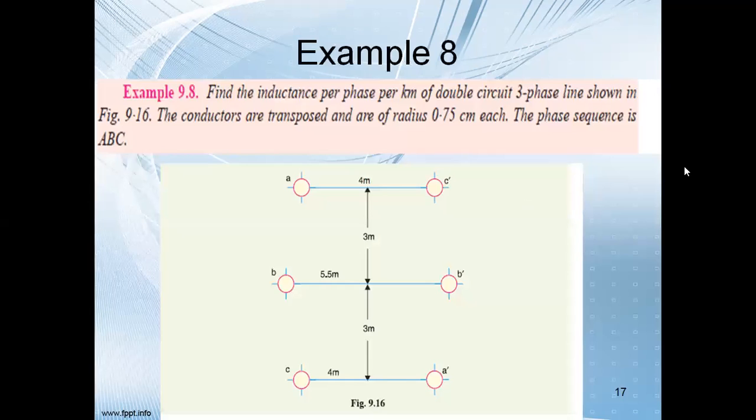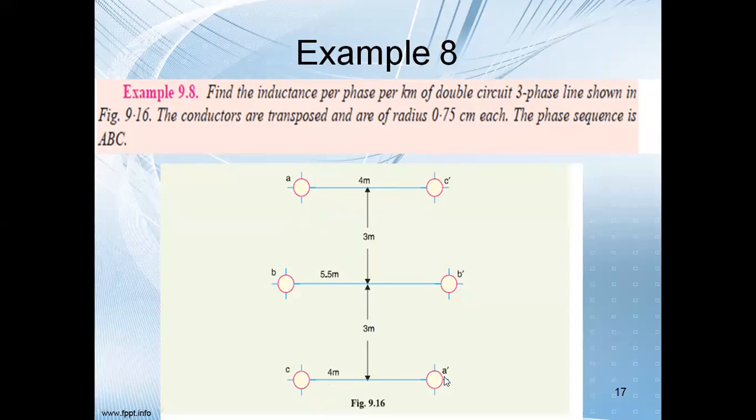Next problem: find the inductance per phase per kilometer of a double circuit three-phase line shown in the figure. The conductors are transposed and are of radius 0.75 centimeter each. The phase sequence is ABC. So you see this is ABC. Between the different phases, the distances are 3 meter, 3 meter, and these distances are 4 meter, 5.5 meter, and 4 meter.